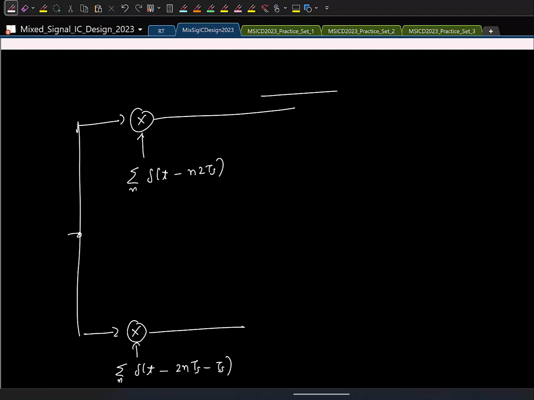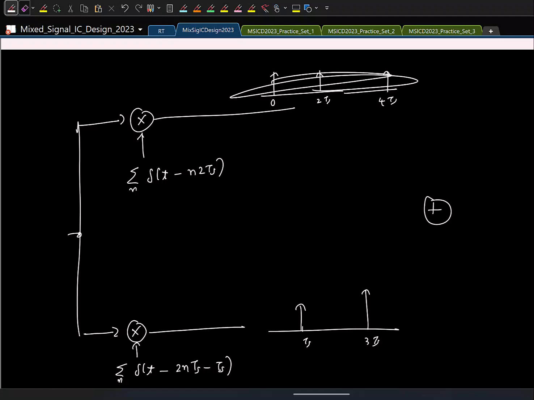And the first branch will give these sampled impulses at 0, 2 ts and so on. The bottom one will give impulses at ts, 3 ts and so on. So to get the final data, I'll basically sum up the two. Mathematically, that's how we can model this. Fine. So I basically sum up the two. Okay. I'll remove this. So let's actually look at the frequency spectrum.